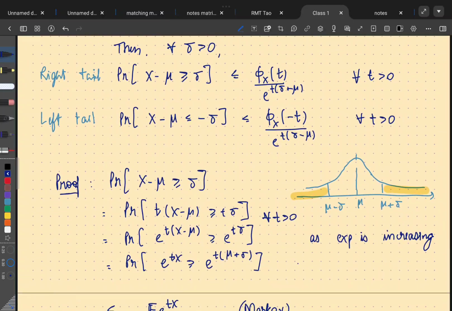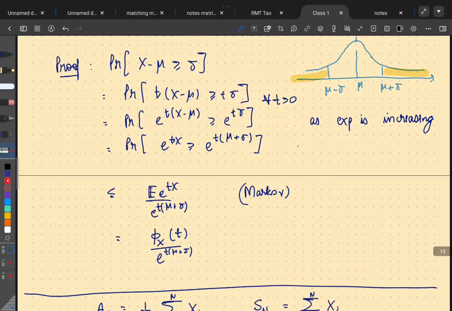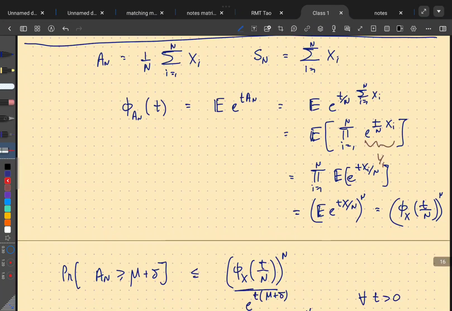Suppose in this particular step I didn't multiply by t, I would have got e to the power x minus mu greater than or equal to delta, right? Which in the end would have given me phi X of 1 divided by e raised to mu plus delta, which may not be the best. And t is going to be fixed, typically.